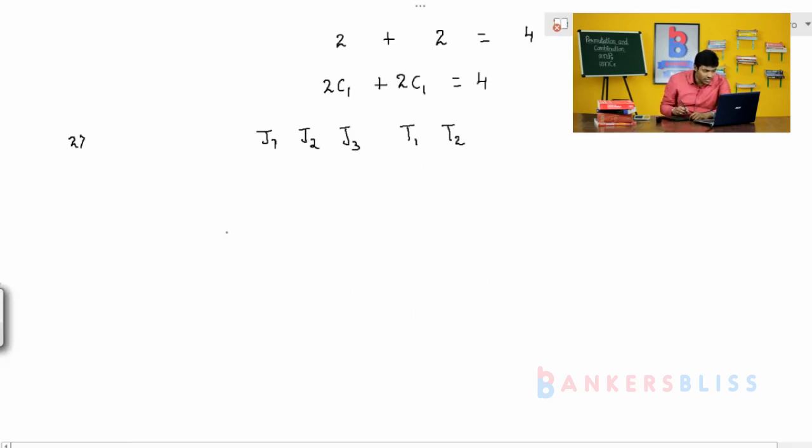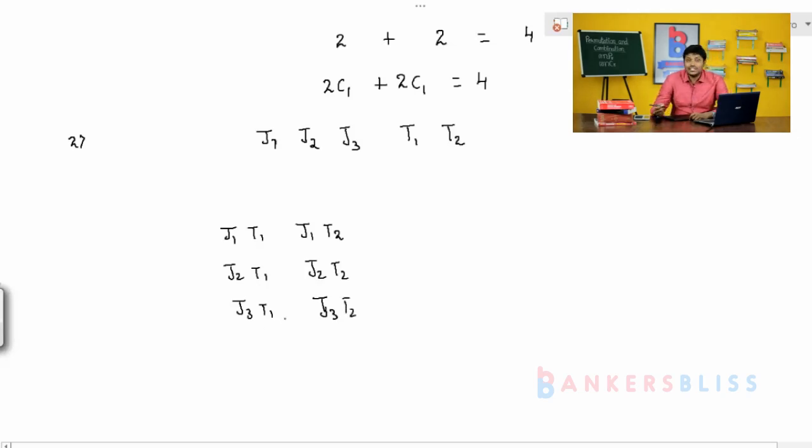If you want to select one jeans and one t-shirt, you can select J1, T1; J1, T2; J2, T1; J2, T2; next J3, T1; J3, T2. So J1, T1, J1, T2, J2, T1, J2, T2, J3, T1, J3, T2. How many ways do you have now? 6 ways.